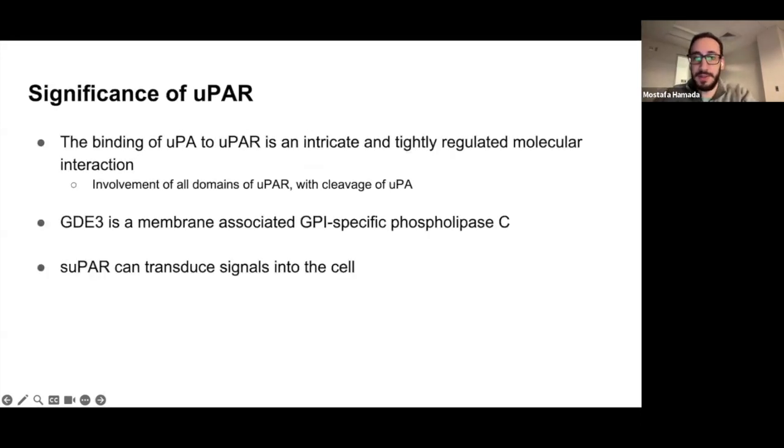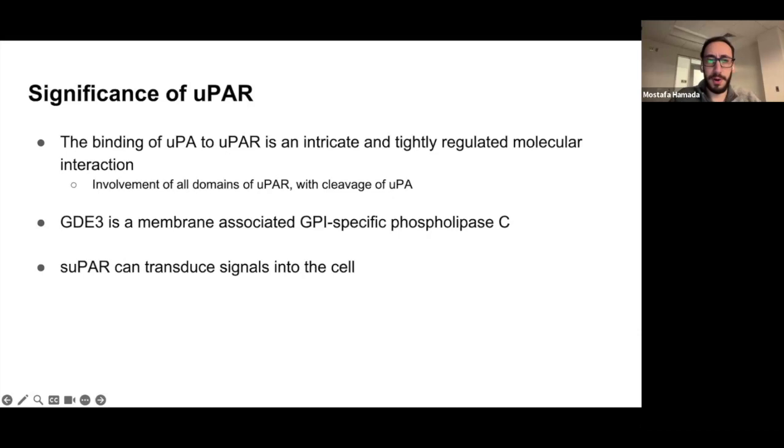So uPAR is pretty significant, as I mentioned. It has a lot of different abilities to interact with a variety of systems. So it can be used as a marker for inflammation, a marker for cell cycles, a marker for migration of cells. And this process is very tightly regulated by a variety of different proteins on the cell surface. And it involves all the domains of uPAR, which is very unique for a cell receptor, where only, for example, the extracellular domain would be interacting. And this interaction of all the domains in uPAR has the ability to cleave uPAR or urokinase plasminogen activator.